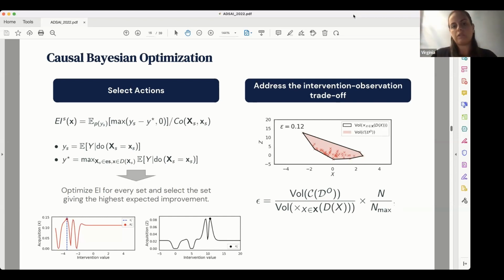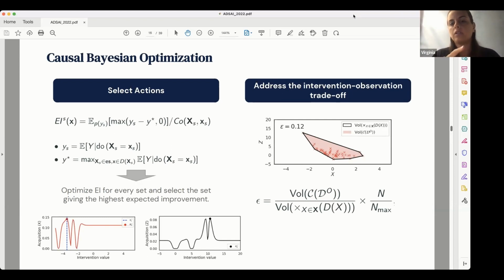Now, the last element of this causal Bayesian optimization algorithm is this epsilon greedy sort of criterion that allows us, at every iteration in the Bayesian optimization loop, to decide whether to observe or to intervene. We decide according to this epsilon, which is determined by this formula here. I'm just going to give you an intuition. The idea is that we want to decide whether to observe or to intervene based on how much of the input space that we are interested in exploring is covered by the observational data.